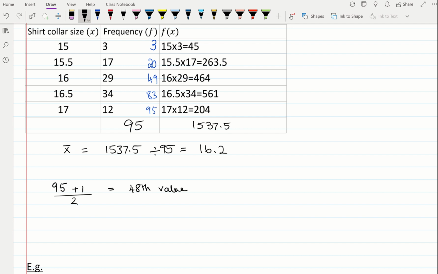Now, where's the 48th value? Well, we've got 3 values here, and then that gives us 20 values, so it's definitely not there. But then, from here to there, that goes from the 21st to the 49th value. So the median is 16. The median is a size 16 collar.